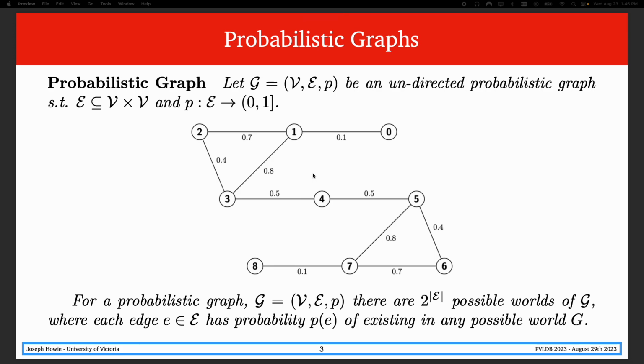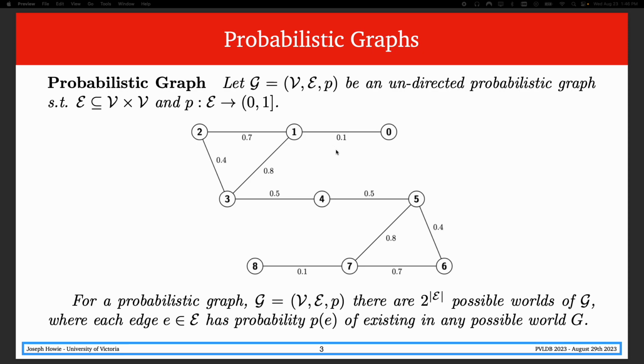Firstly, probabilistic graphs. Probabilistic graphs are much like deterministic graphs where they have nodes, the numbers in bubbles, and the edges that link them together. Now, a probabilistic graph has this mapping P, which says that each edge is going to have a value between 0 and 1, and that value is going to be the probability that the edge exists in any given possible world. So what's a possible world?